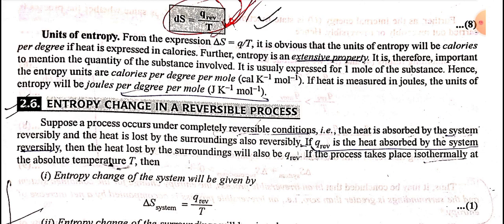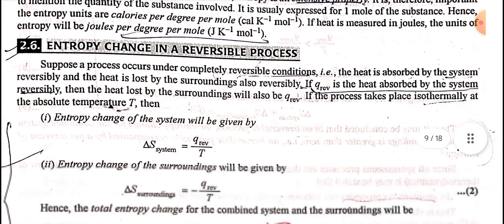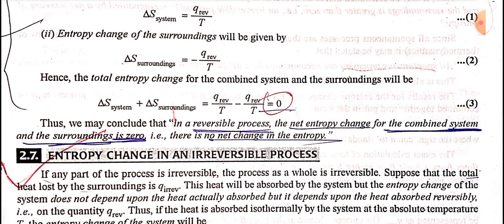Suppose a process occurs under completely reversible conditions. That is, the heat is absorbed by the system reversibly and the heat is lost by the surroundings also reversibly. If q reversible is the heat absorbed by the system reversibly, then the heat lost by the surroundings will also be q reversible. If the process takes place isothermally at the absolute temperature T, then the entropy change of the system will be given by delta S system is equal to q reversible by T. Entropy change of the surroundings will be minus q reversible by T. Hence, the total entropy change for the combined system and surroundings will be delta S system plus delta S surroundings is equal to q reversible by T minus q reversible by T is equal to 0. Thus, we may conclude that in a reversible process, the net entropy change for the combined system and surroundings is 0. That is, there is no net change in the entropy.